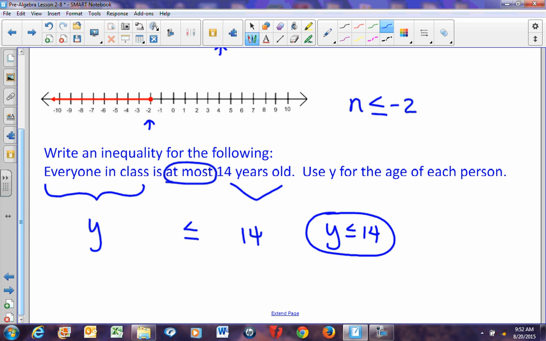Okay, translating words into mathematical sentences. And this is inequalities and their graphs. A little later on, you're going to learn how to solve inequalities using addition and subtraction and multiplication and division.